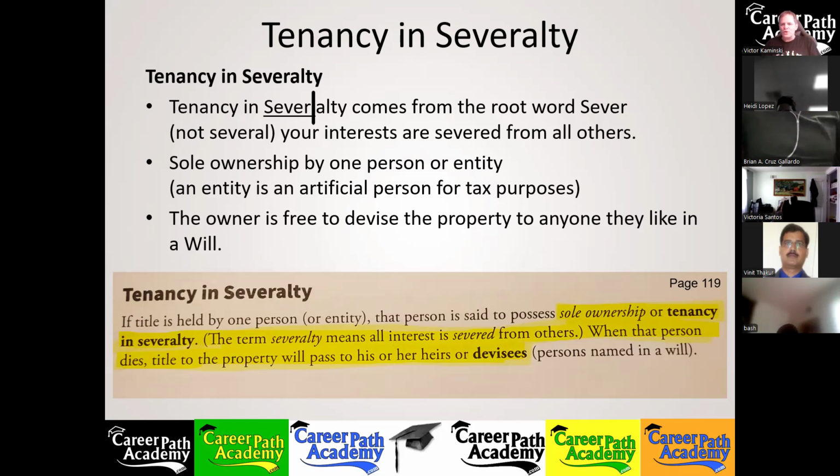So let's highlight sole ownership or tenancy in severalty. The term severalty means all interests are severed from others, and when that person dies, title to the property will pass to their heirs or devisees.